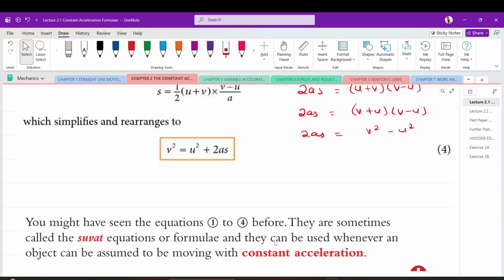Bear in mind that these equations are only applicable when the acceleration is constant. You cannot apply these equations if the acceleration is changing over time or is not constant. So keep this in mind. Whenever you have a question in an exam paper, always look for the words, whether it says that velocity is increasing at a constant rate, or it says outright that acceleration is constant. Then it's perfectly fine, you can use these equations.